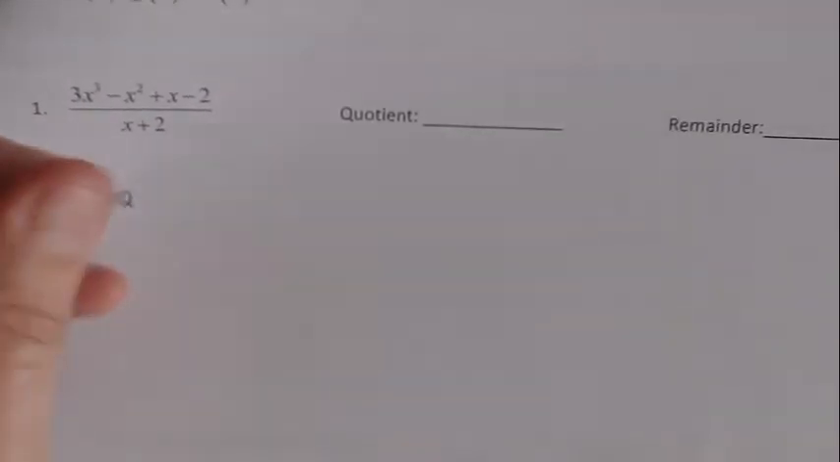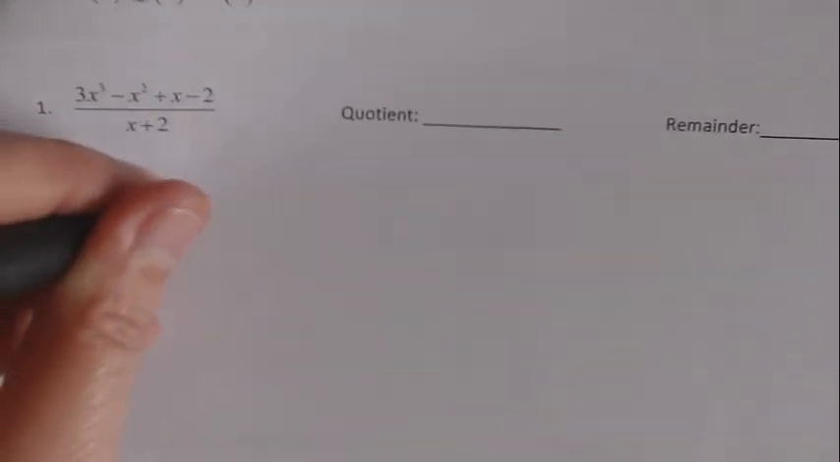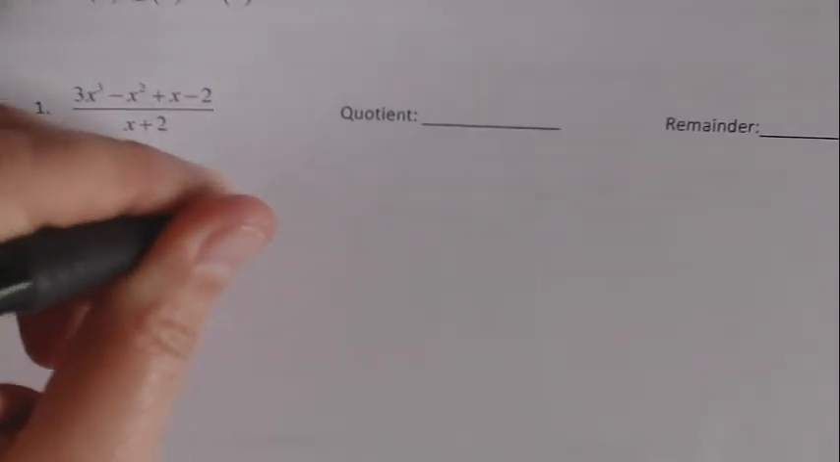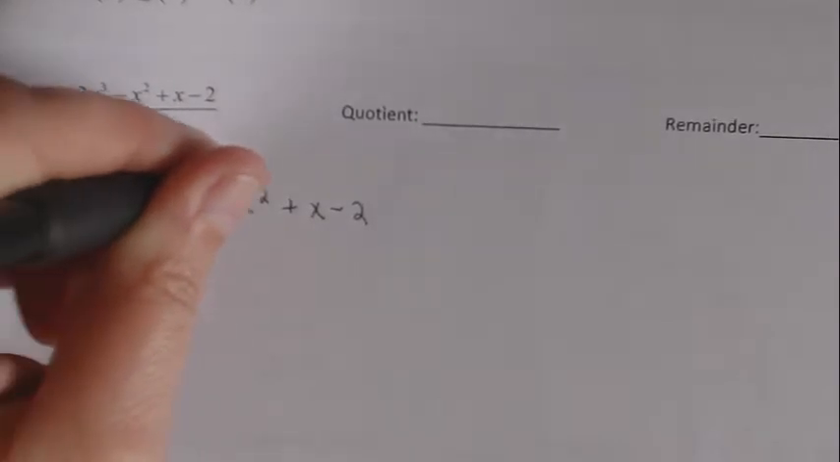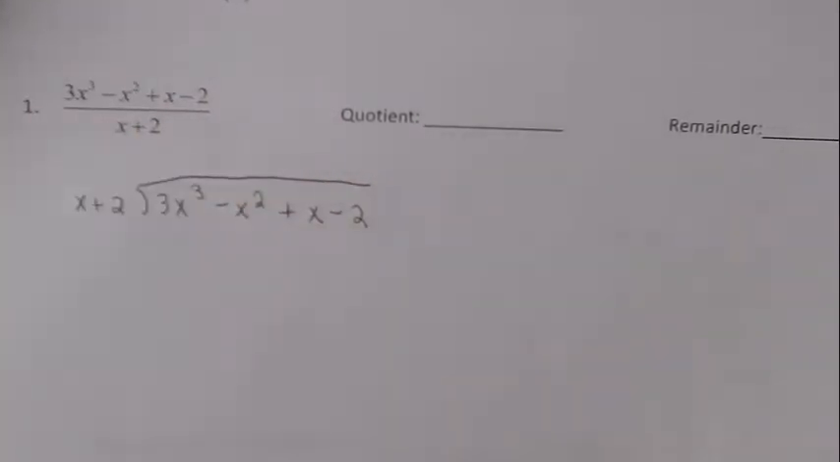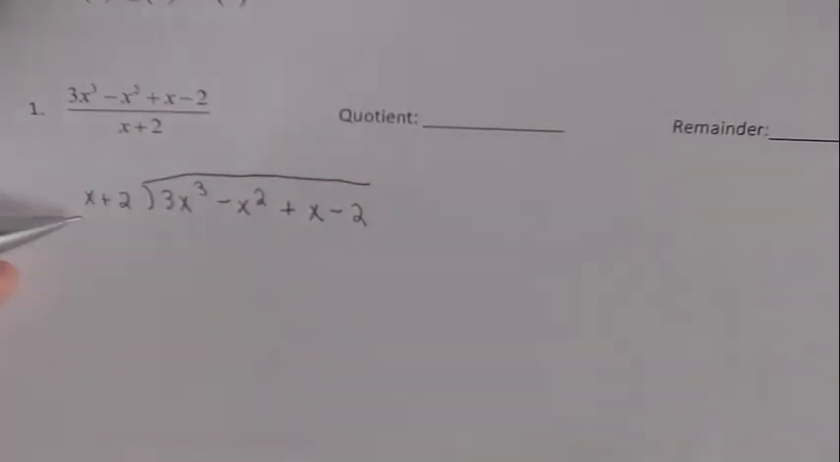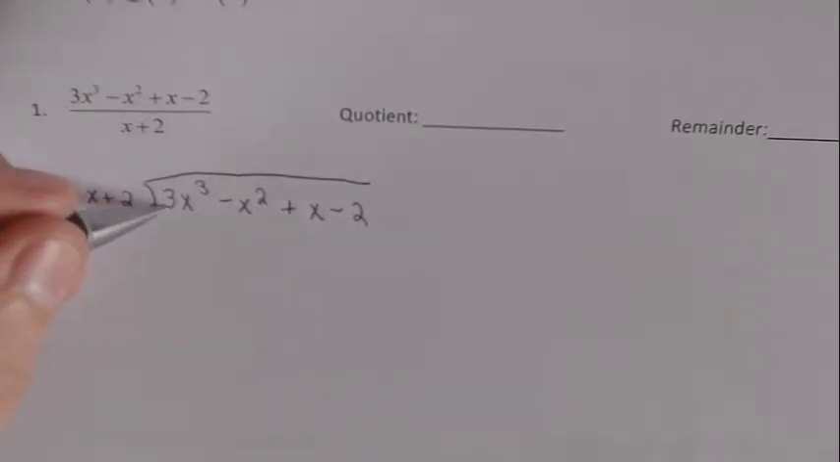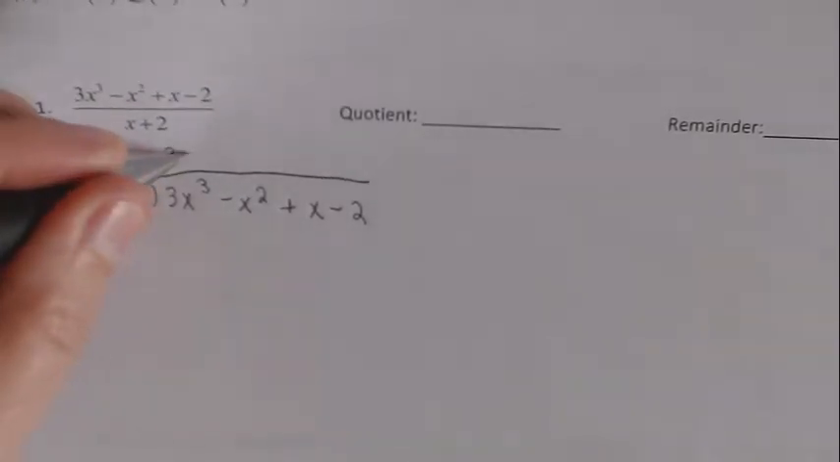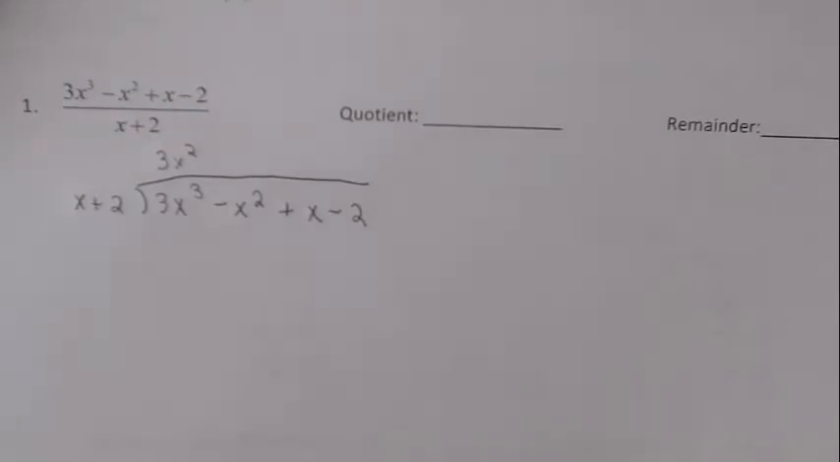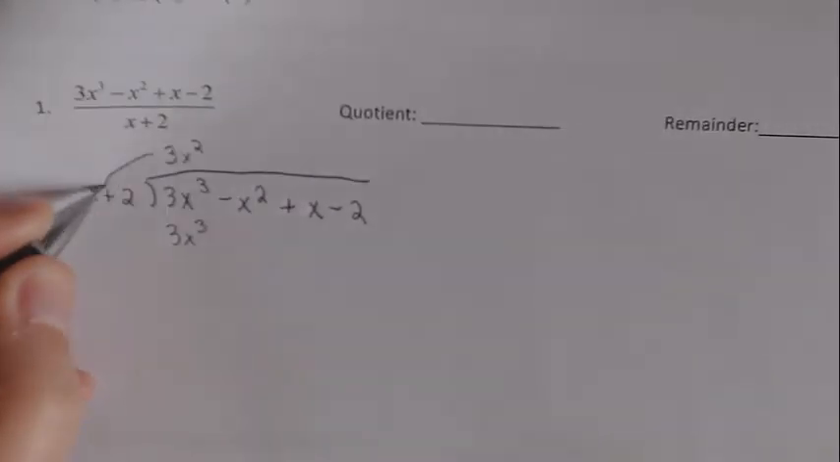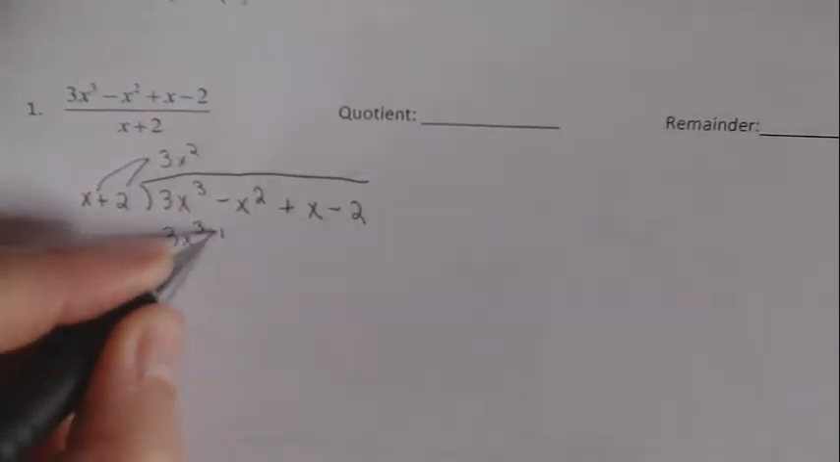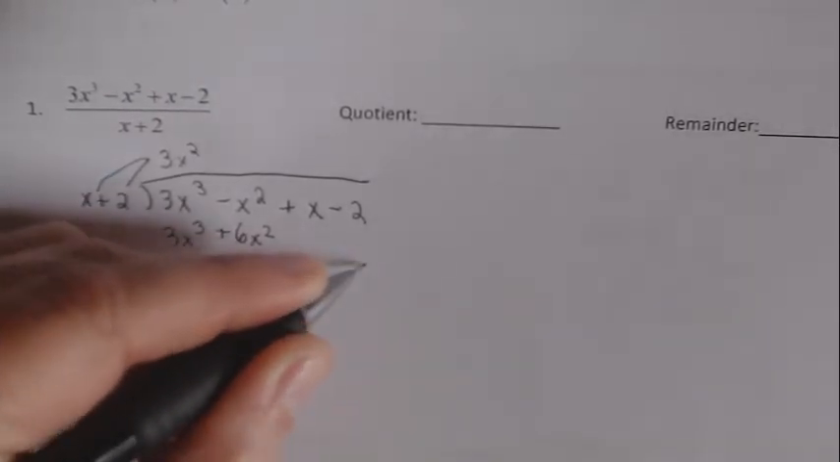So you have x plus 2 into 3x cubed minus x squared plus x minus 2. There are no missing terms. It's in descending order. So I'm going to start dividing. 3x cubed divided by x is 3x squared. Distribute, and that gives you 3x cubed plus 6x squared.